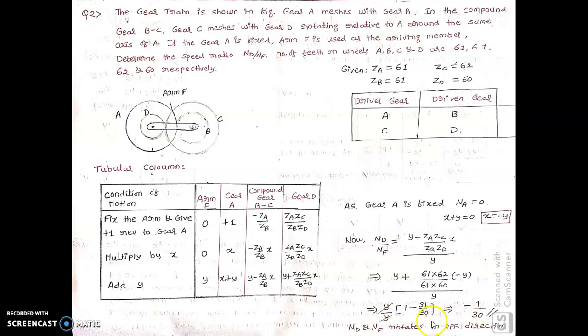And here the minus sign indicates that ND, that is gear D, and arm F rotate in opposite directions. Hope it is understood. Okay, we will see one more question in the same video lecture.